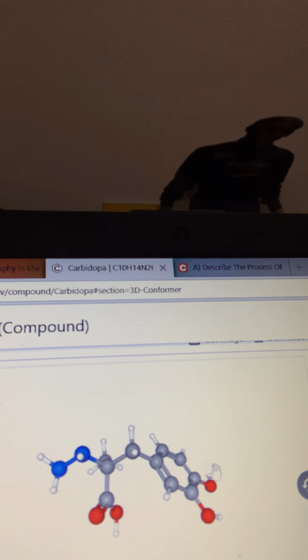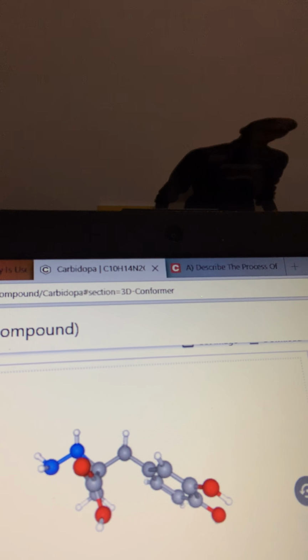And then this is the picture of the structure, as you can see, the 3D structure.